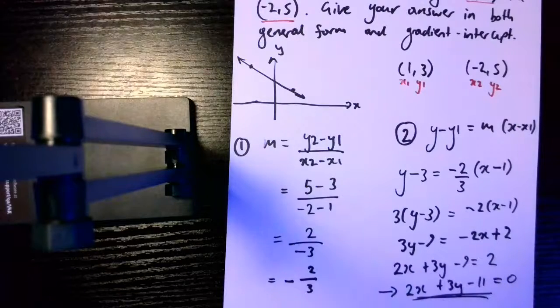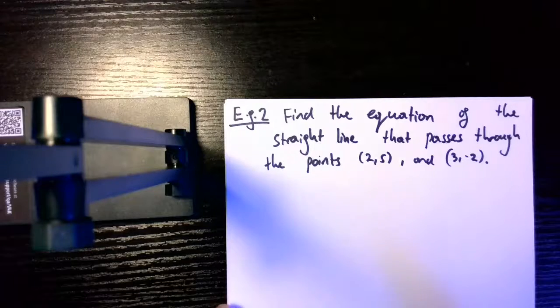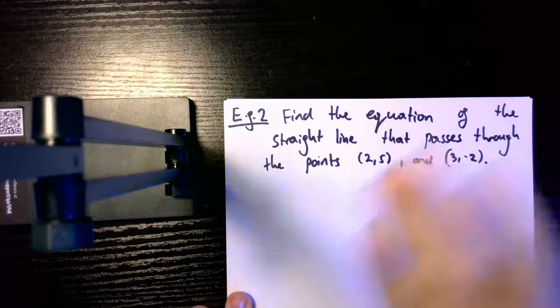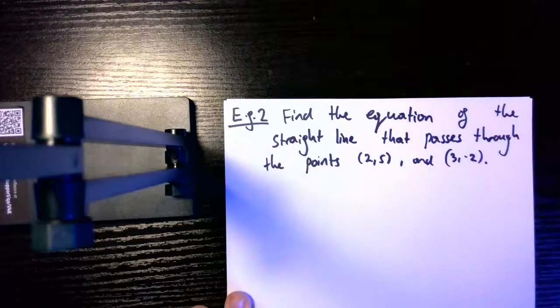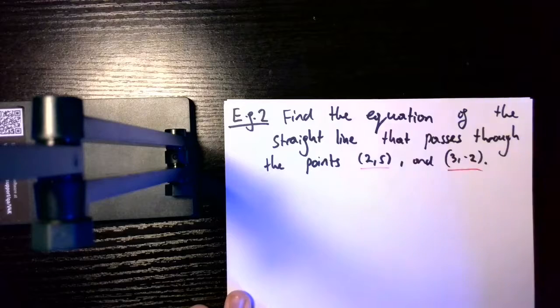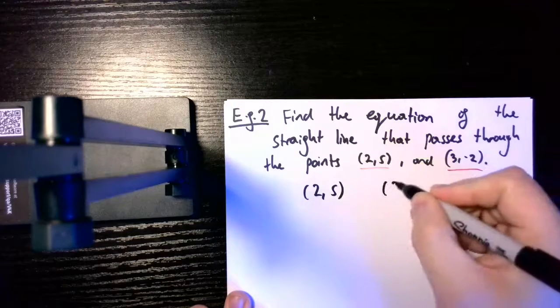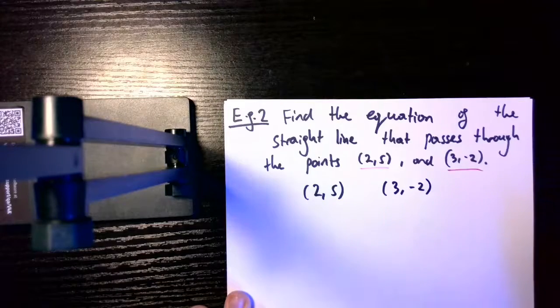Okay, so let's do one more. Okay, so this second question just says find the equation of the straight line that passes through the points 2, 5, and 3, and minus 2. Okay, it doesn't give us a specific form to write anything in, so it's up to you. You could choose gradient intercept, or you could choose the general form, okay? So, same thing as before, identify our points, we take them out, so 2, 5, 3, and minus 2, all right?